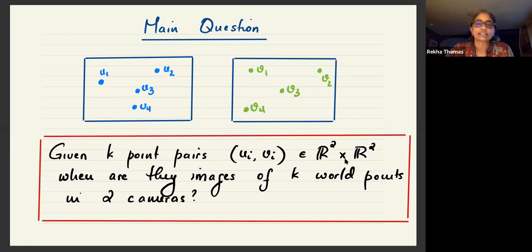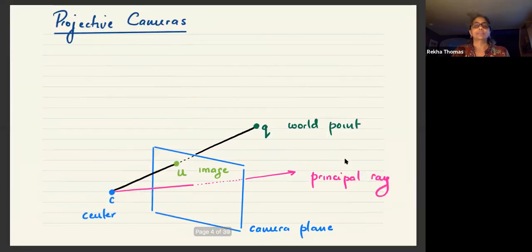So to answer this question, first of all, you have to figure out what your model of cameras is. You have to fix some model. So cameras in general are just maps that go from R3 to R2. So you can have complicated maps. But for the purposes of this talk, we will consider the most basic model of cameras, which are projective cameras. Okay, so this is a generalization of the usual pinhole camera. So let me just go through the basics of it because this is important.